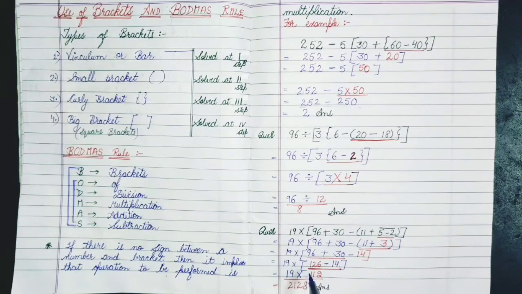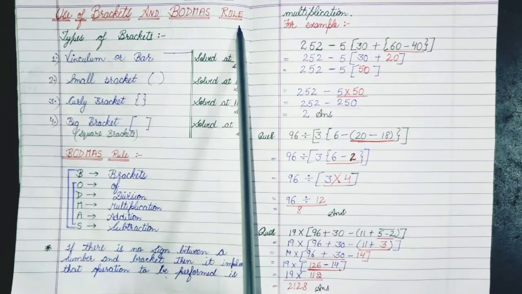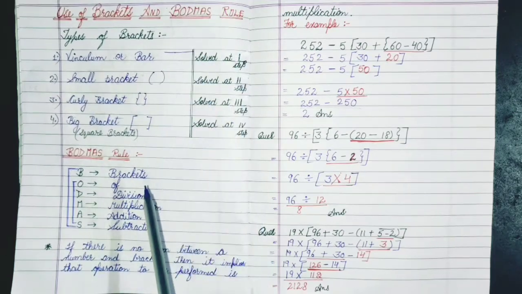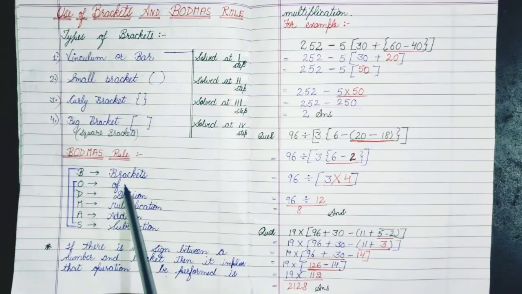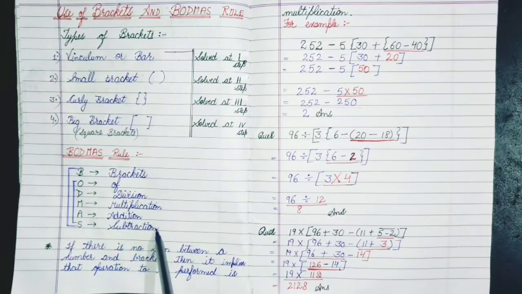Each and every student has understood our BODMAS rule, where we have to solve first of all brackets, then of, then division, then multiplication, then addition, and at last subtraction. This is our BODMAS rule.